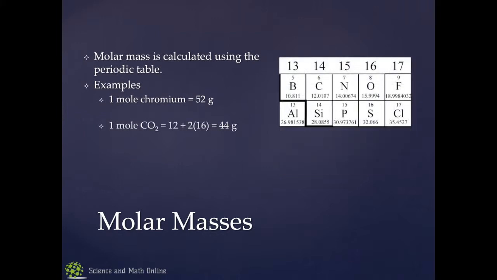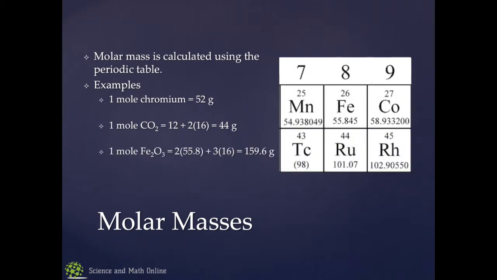So we can also do this by adding things together. For a compound, carbon dioxide, it's 1 carbon and 2 oxygen. So the mass of carbon is 12, the mass of oxygen is 16, and so 2 of those added together with the carbon get you 44. Okay. So what about iron oxide?